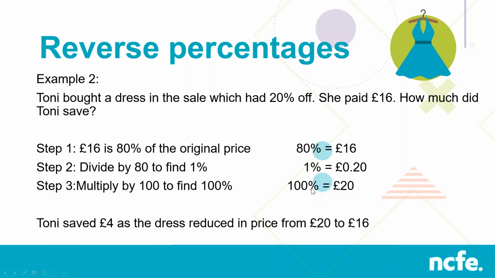And again, a common error for this would be to calculate 20% of £16 and then add it on to £16. And again, that will give you the wrong answer. But if we check here, £20 reduced by 20%, or 10% is going to be £2. The 20% will be double that, so that's £4. So £20, she saved £4 and she paid £16.